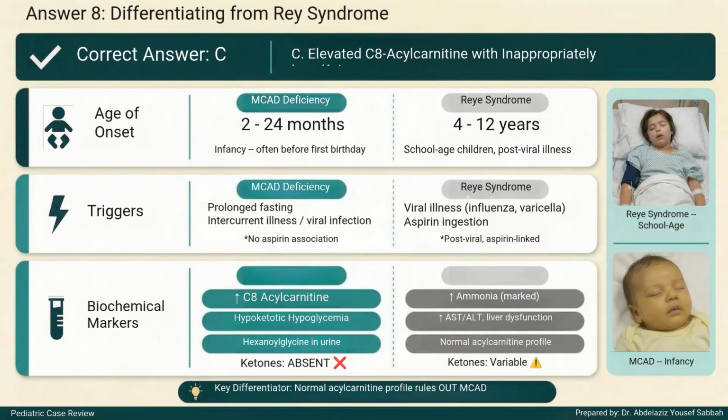Reye syndrome affects school-age children, typically 4 to 12 years, and is linked to viral illness, especially influenza or varicella, combined with aspirin ingestion. Biochemically, the deficiency shows elevated C8 acyl carnitine, hypoketotic hypoglycemia, and hexanoylglycine in urine with absent ketones. Reye's syndrome shows markedly elevated ammonia, elevated liver transaminases, and a normal acyl-carnitine profile. A normal acyl-carnitine profile rules out the deficiency.